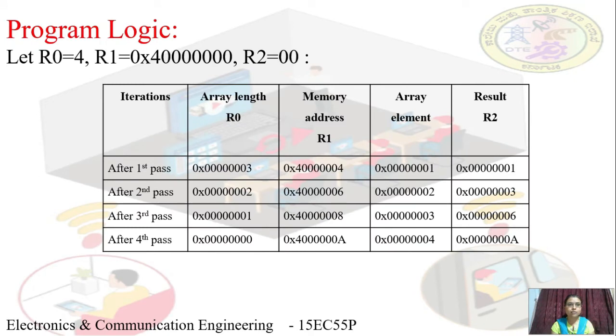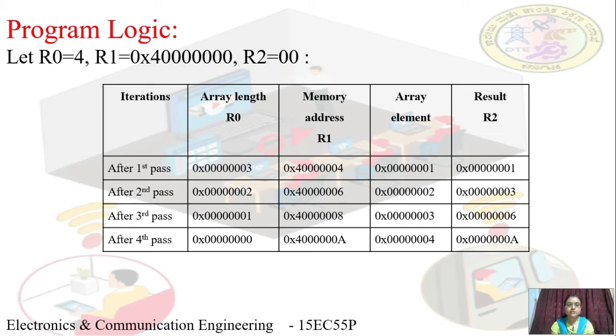So now let us see what is the program logic behind this. As I told, R0 is equal to 4. Here we are going to take 4 elements, where R1 is having the memory address 0x4000. R2 is equal to 0. That means the result is initially initialized with 0.